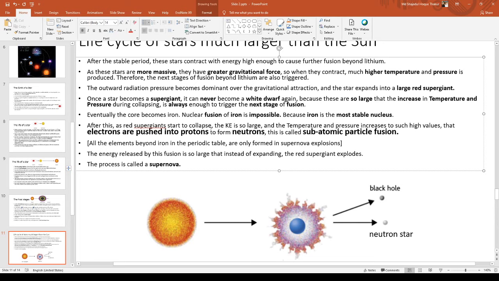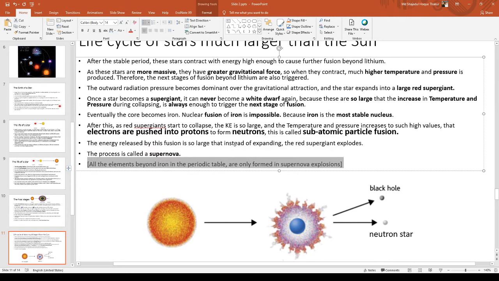Now this is a proton and an electron. They are not nuclei, they are subatomic particles. These subatomic particles are fusing into one another to form neutrons, and this is called subatomic particle fusion. Okay, I'm going to take this point to the last.